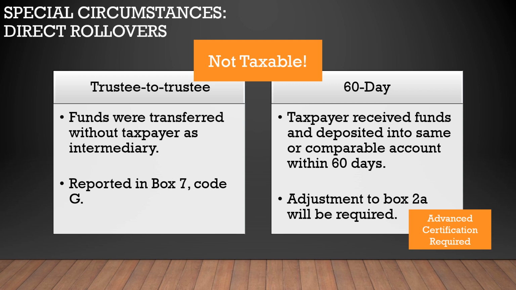However, there is also what's called a 60-day rollover, and because the taxpayer would have received these funds from the one trustee, they would have requested the funds and the trustee would have made the check out to the taxpayer. There might be a code 1 which says early distribution, no known exception. However, if our taxpayer deposited those funds into either the same account or a comparable account within 60 days, then we can make an adjustment. Again, you'll need to be advanced certified to do this, to box 2A, so that we're accurately reporting how much is taxable.